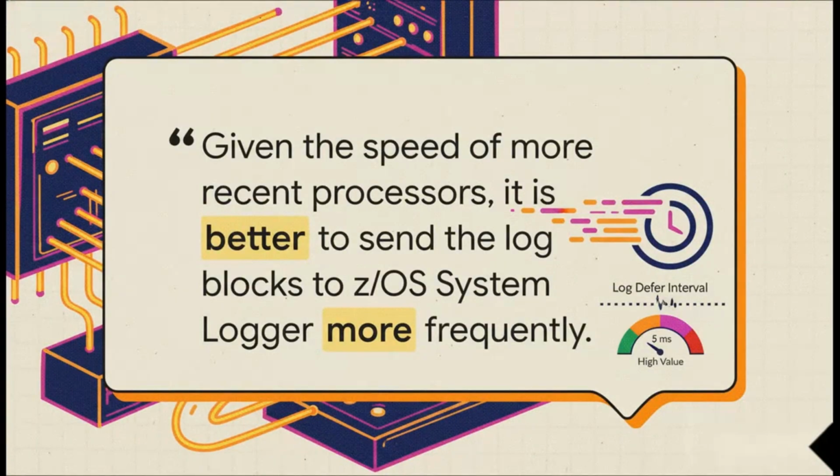This quote from IBM is fantastic because it highlights how things have changed. See, there's this CICS parameter called the log defer interval, LGDFINT. The original idea was to wait a tiny bit and bundle log records together to save on I/O. But as IBM points out, given the speed of more recent processors, it is better to send the log blocks more frequently. Basically, our CPUs are so ridiculously fast now that waiting just creates an artificial bottleneck. A high value here can actually slow down your transactions. So the rule today? Keep it low. We're talking 5 milliseconds or even less.